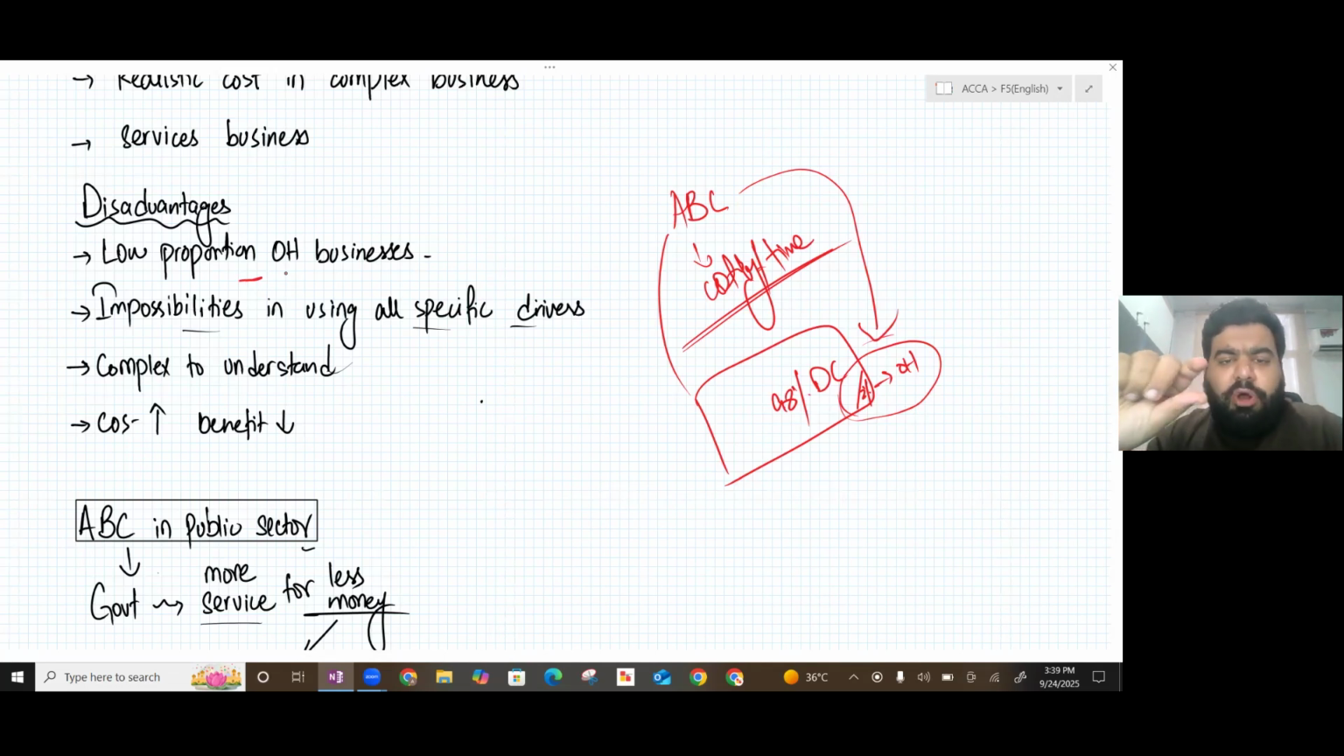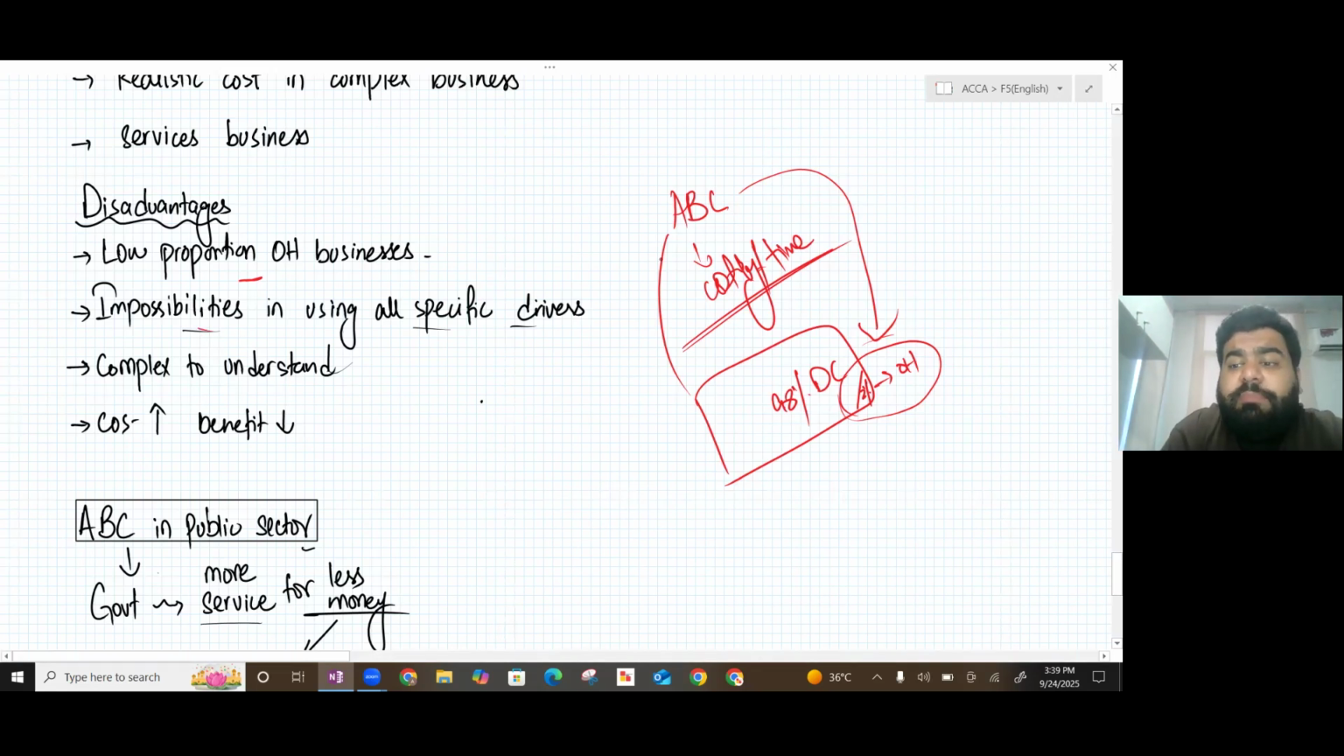If a small portion is overheads, for example, in case we are using absorption where 2% are overheads, if they're calculated wrong, still there will be no major effect. Why? Because out of that total cost, just a minor cost was overheads. So that's why in that case it's a disadvantage to use ABC.